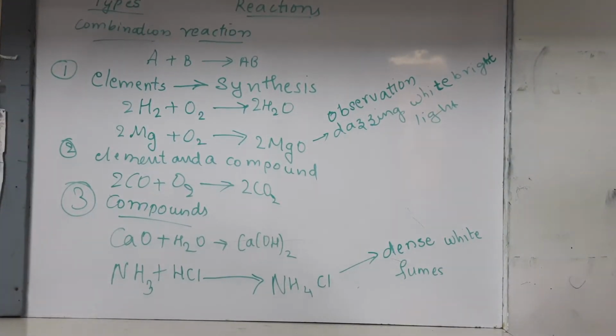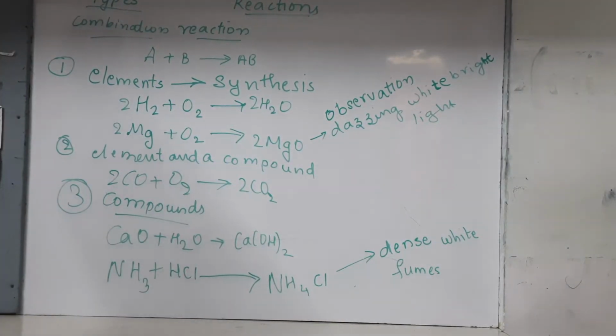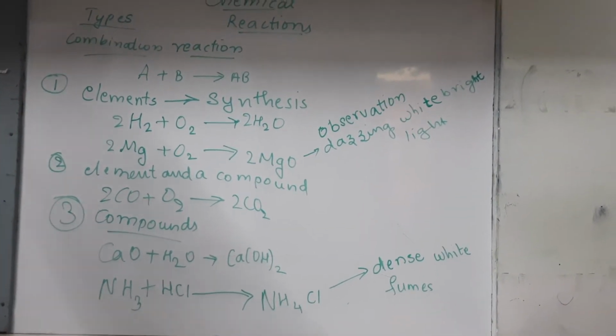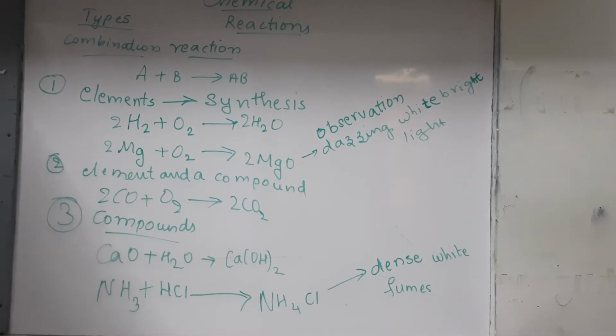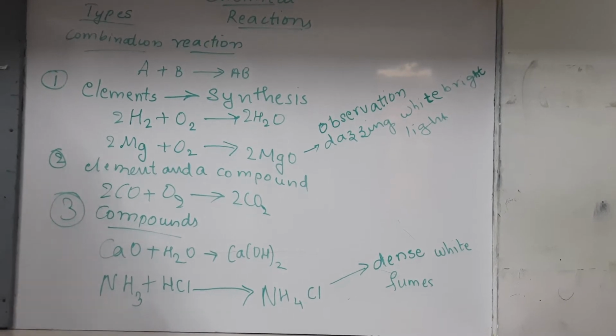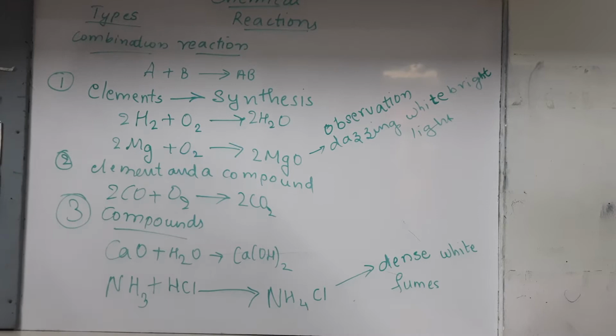Here also we see an observation, that is dense white fumes. Here ammonia gas is lighter than HCl gas, so it moves faster, and HCl gas is heavier than air. So only here can we see NH4Cl formed.